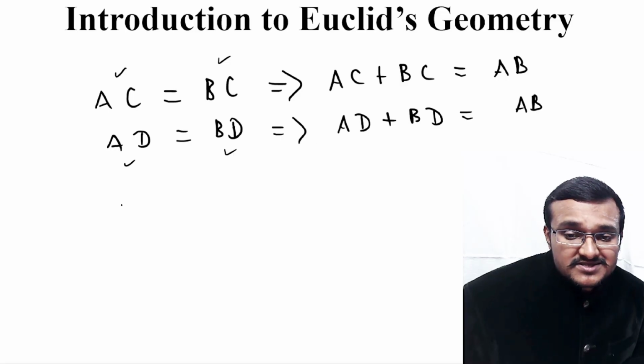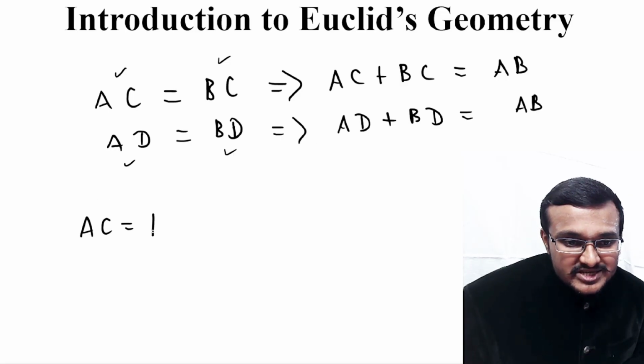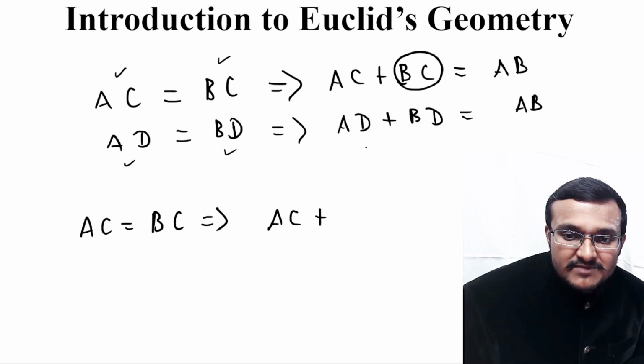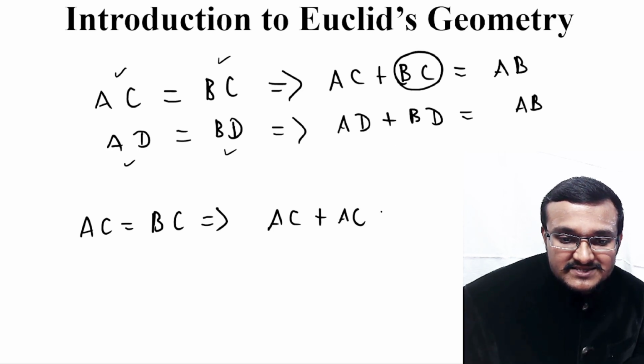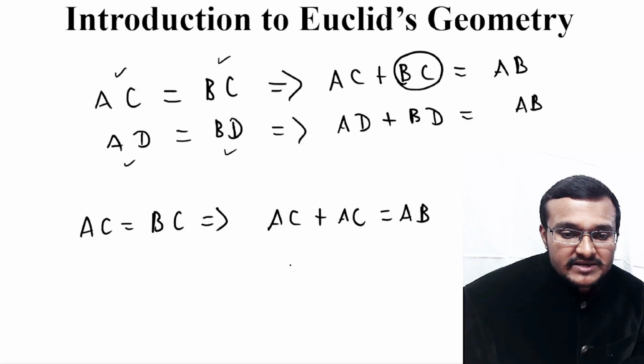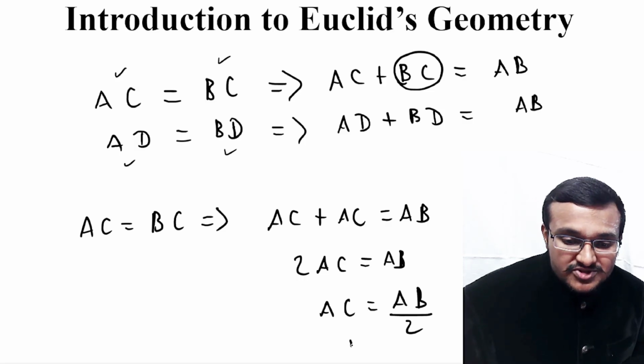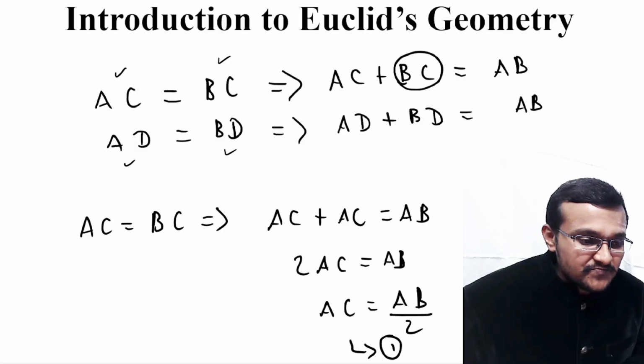Since AC is equal to BC, in the place of BC, I can write AC: AC plus AC is equal to AB. So that means 2AC is equal to AB, so AC is equal to AB by 2. You call this equation 1.